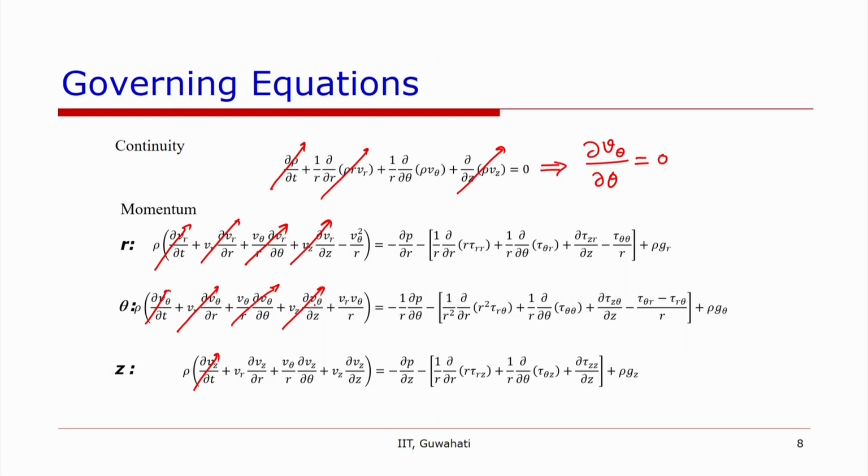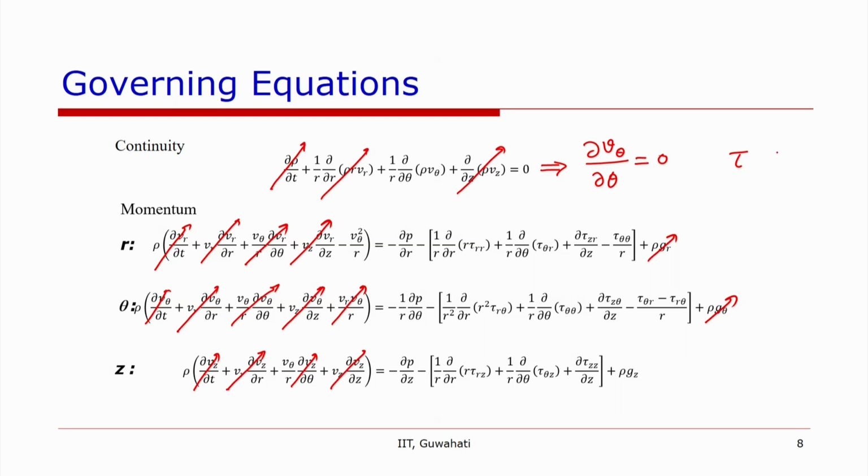Vz is here, so this is 0. Vr is here, so this is 0. Vr is here, so this is also 0. Vz is here, so this term becomes 0. Vz is here, so this term becomes 0. Now the gravity is acting in the z direction, so these two terms become 0.